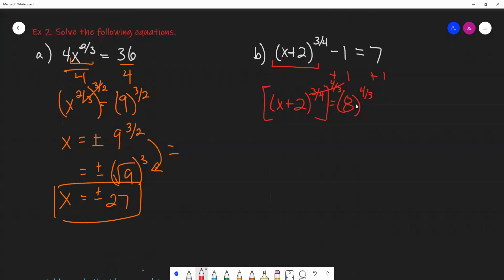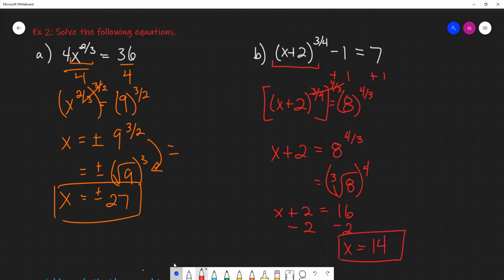3/4 times 4/3. Now 4/3, that root right there is odd. It's the cube root. So I don't need a plus minus here. So x plus 2 is equal to 8 to the 4/3 power. No plus or minus because I have an odd root. Let's figure this right-hand side first. This is going to be the cube root of 8 to the 4th power. Cube root of 8 is 2. 2 to the 4th power is 16. So then I just have to subtract 2, and I get x is equal to 14 is my answer.